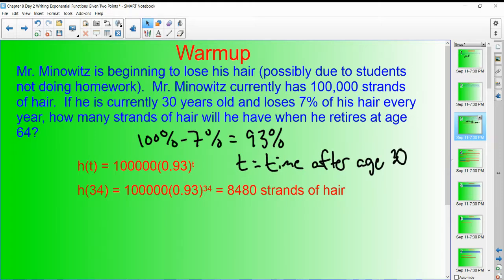So I have to always be careful when I'm defining my variables. Because then the next step, I need to put in 34, because 34 years from now, I get to retire. Whole lot of years from now. It's going to be a long time. And I figure out I'll have very little hair left. I'll have 8,480 strands of hair. It probably came out to a decimal, and I'm pretty sure I rounded. Starting value, multiplier. You can do that. You can do exponential functions.